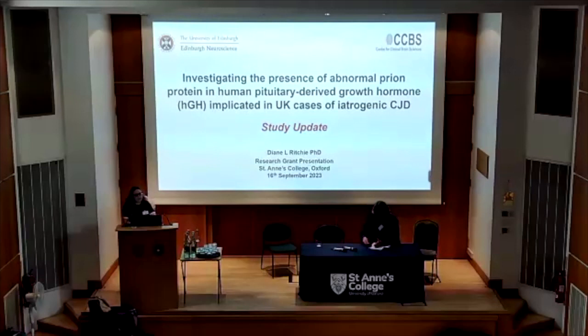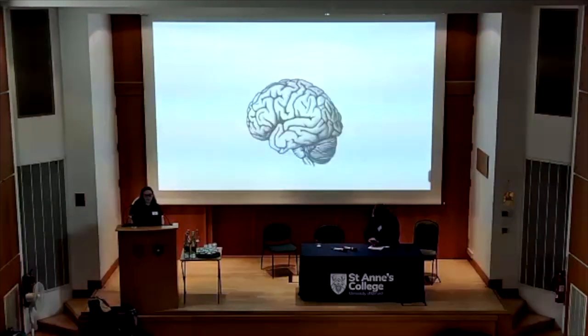So the study itself is called Investigating the Presence of Abnormal Prion Protein in Human Pituitary-Derived Growth Hormone, the implicated batches in UK cases of iatrogenic CJD. And I know that that has been a topic of the discussion this morning. Now, a little bit of a background, which I know Richard and Simon have produced today.